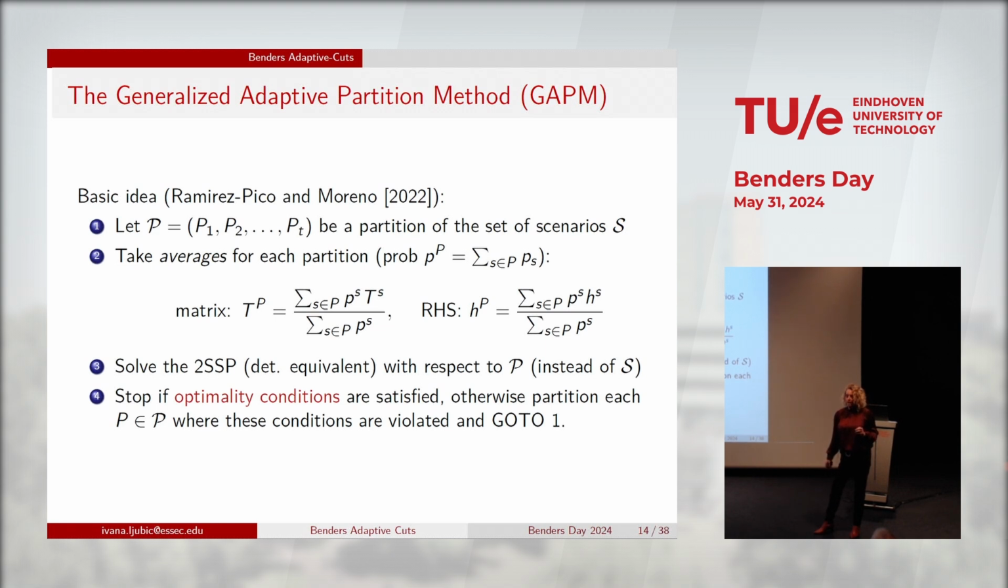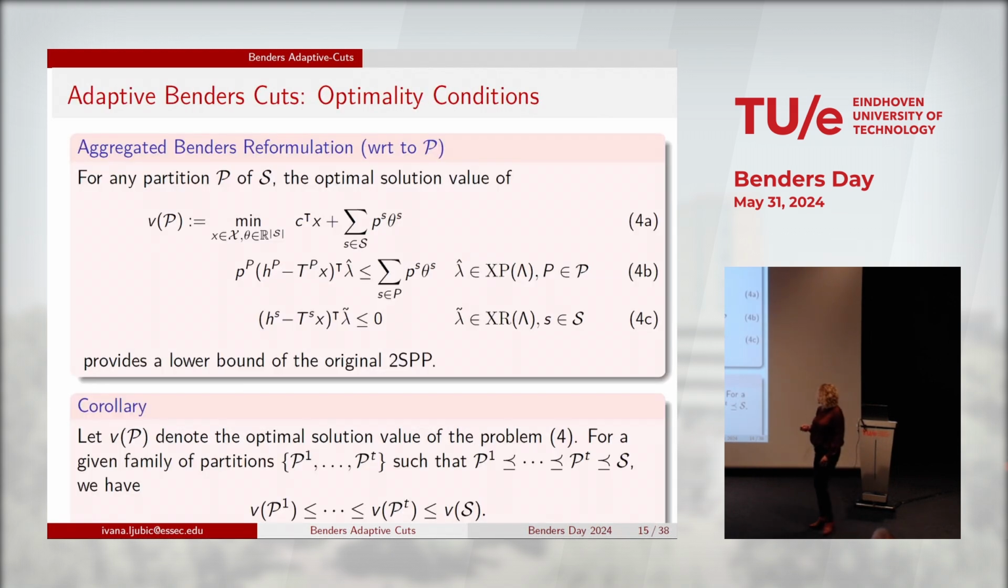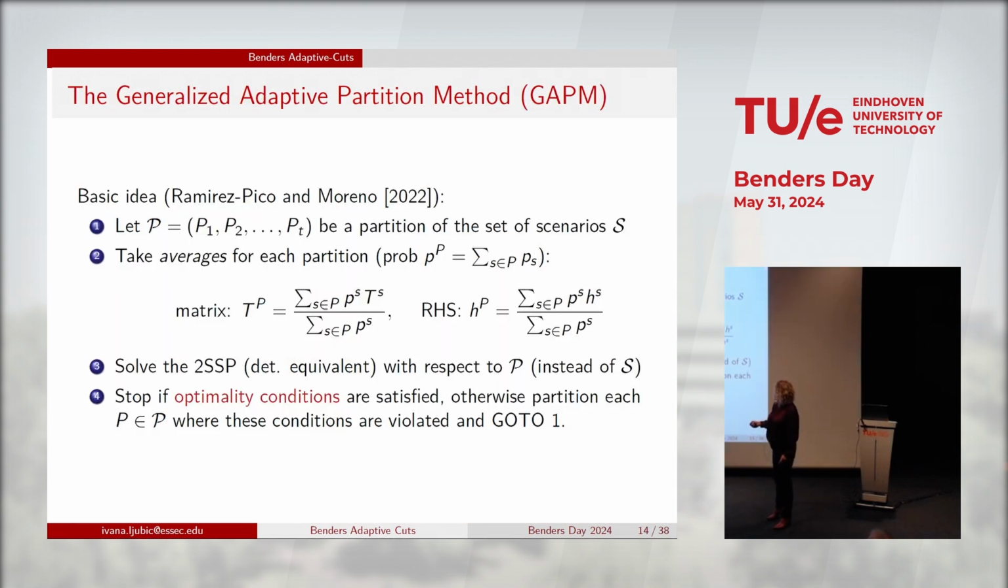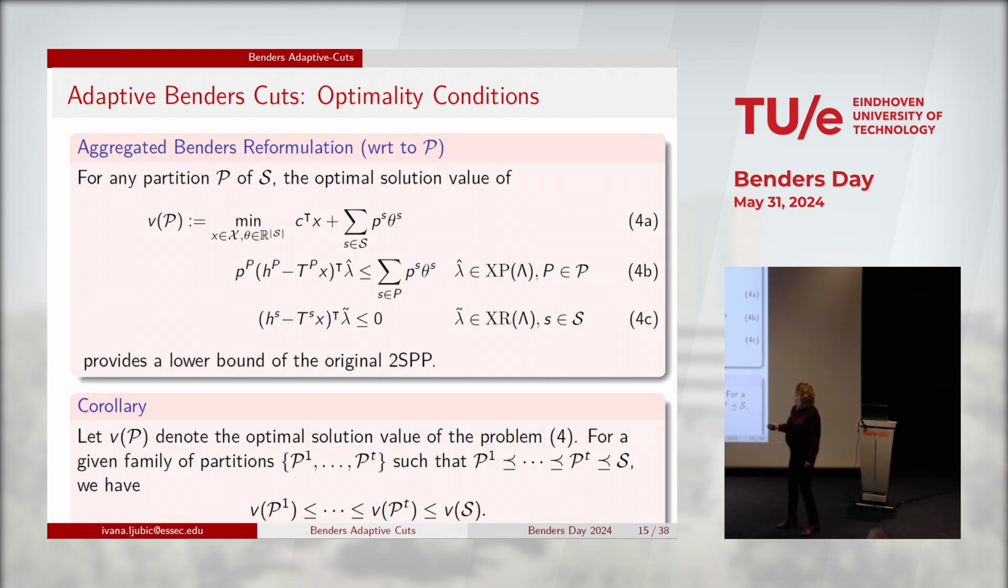Any questions so far? Okay. So if we now replace this step, we take this partition P and solve it. Instead of solving the deterministic equivalent, we model it using Benders cuts. This is what we get. For the partition P, we solve a MIP in which we treat the partitions as single scenarios, and we take the average of these, which means the transportation matrix on the right-hand side looks like that.